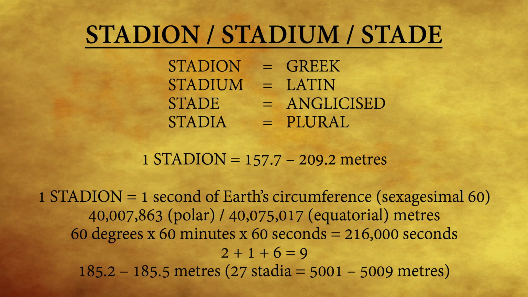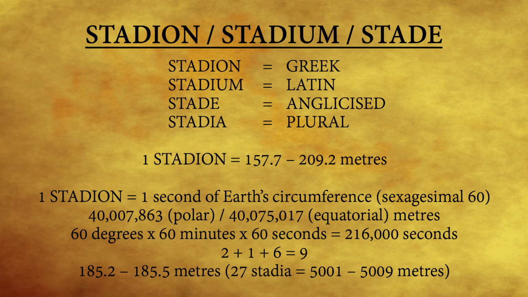Plato provides the measurements of the lost city with the unit of the stadion. So the singular form of the word is stadion in Greek, stadium in Latin, and stad or stade is the anglicised version, stadia being the plural of all three. One stadion is generally regarded as 600 feet, so that could be between 157.7 metres and all the way up to 209.2 metres, depending on the sources you look at for a stadion. The most commonly used unit I can find is 185 metres, or the Ptolemaic stadion.